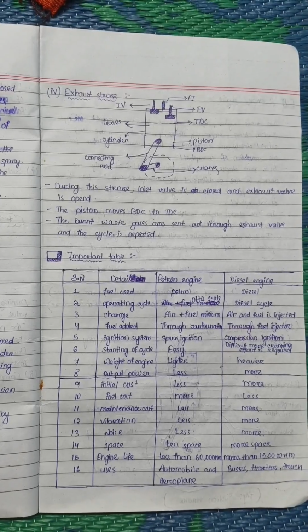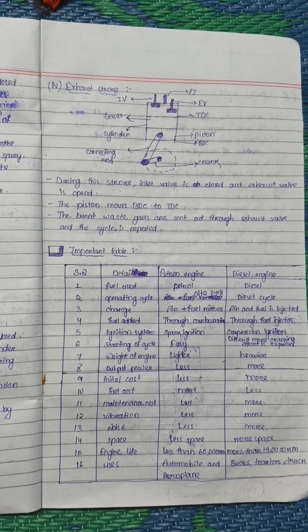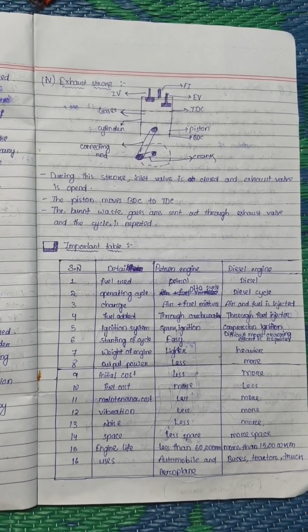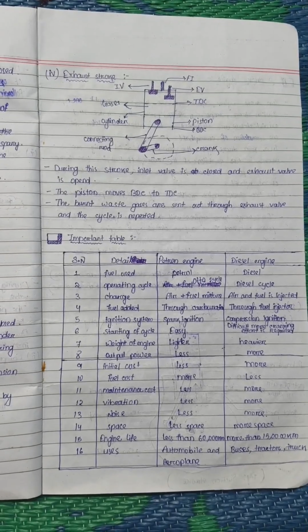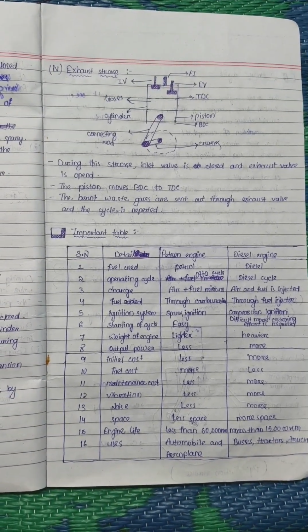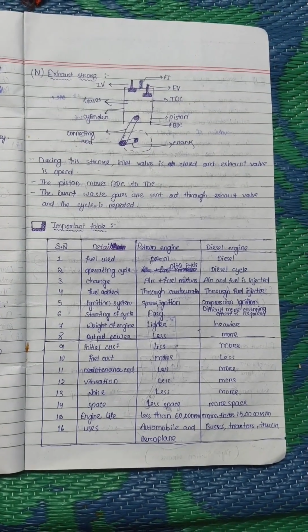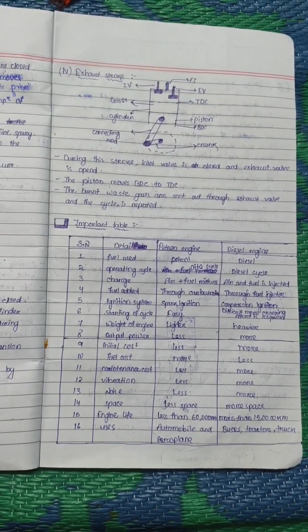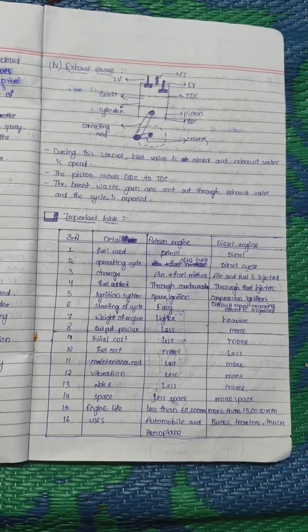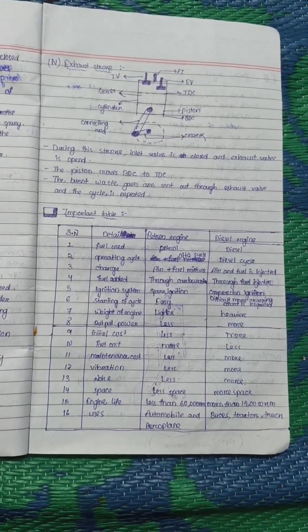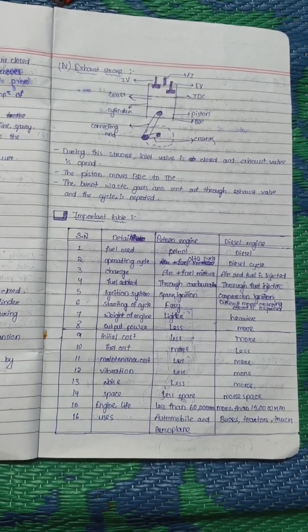Now at last we have the exhaust stroke. During this stroke, the inlet valve is closed and the exhaust valve is open. The piston moves from BDC to TDC. The burnt waste gases are sent out through the exhaust valve and the cycle is repeated.